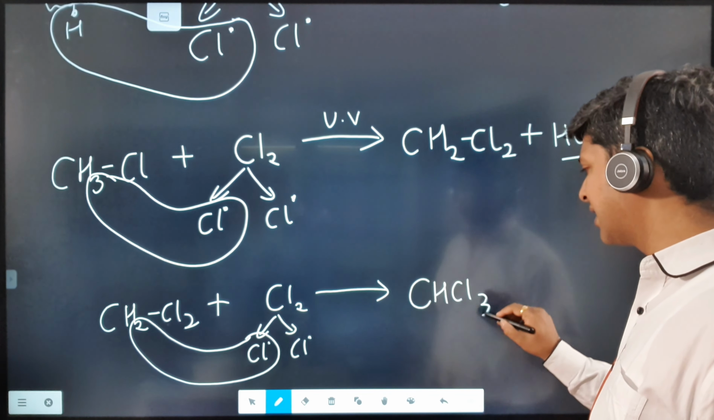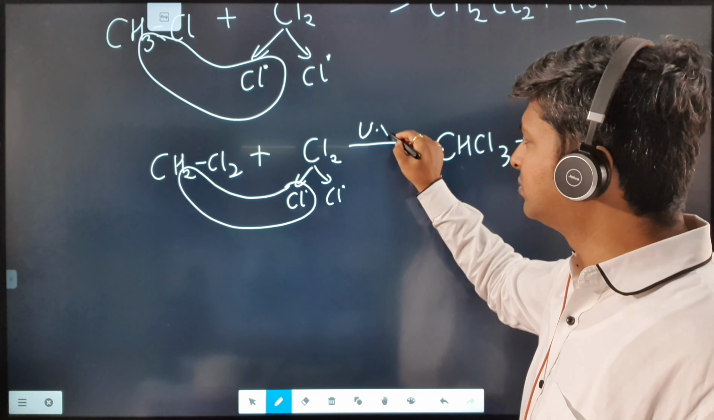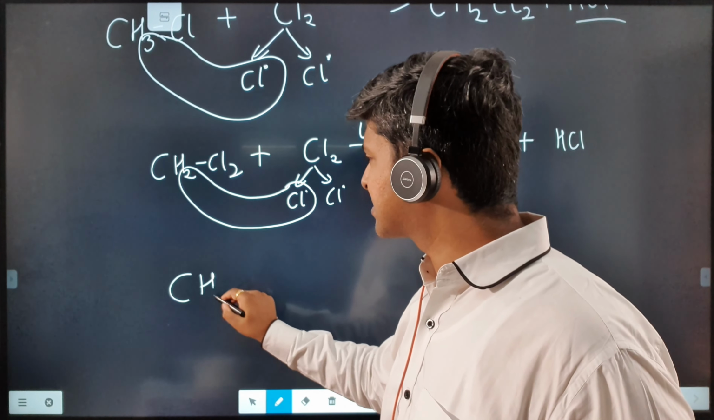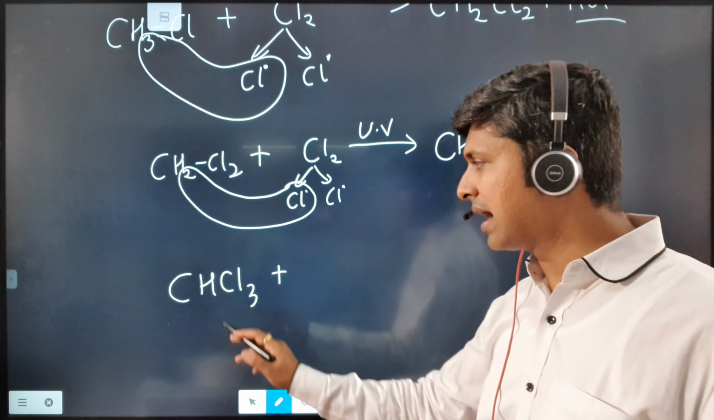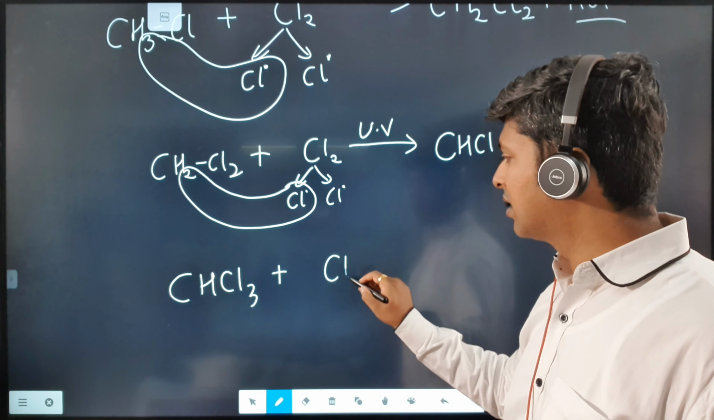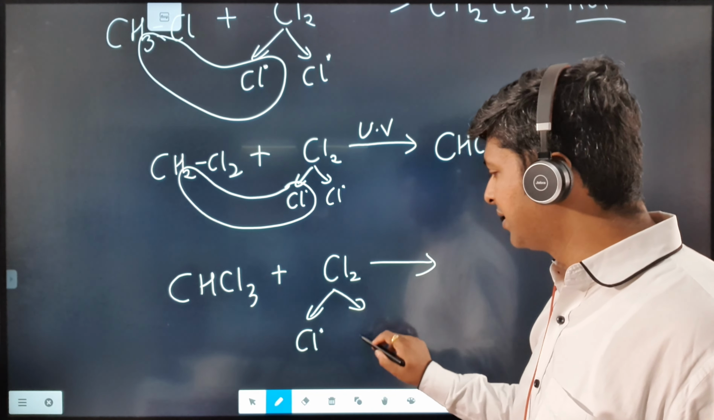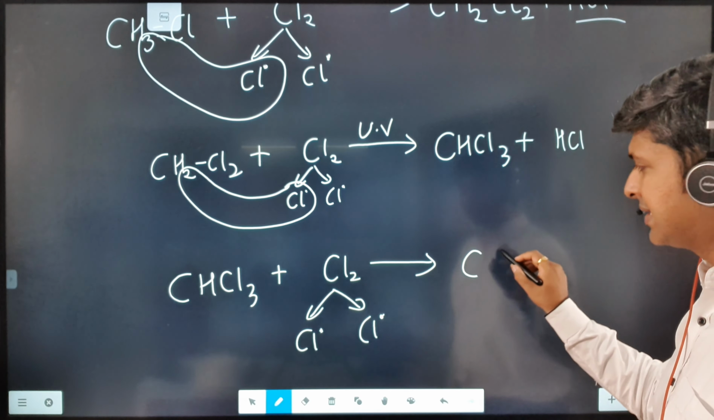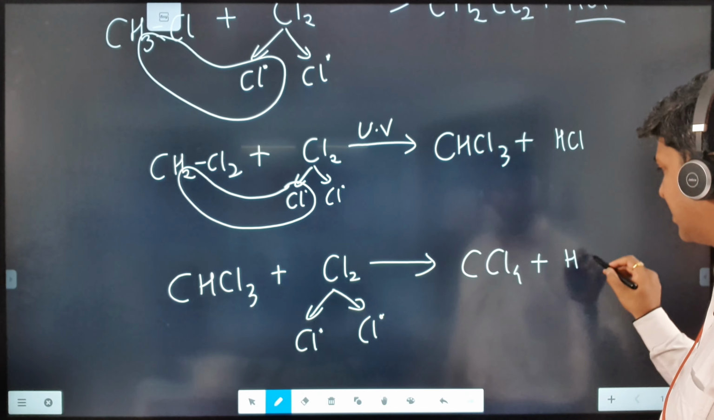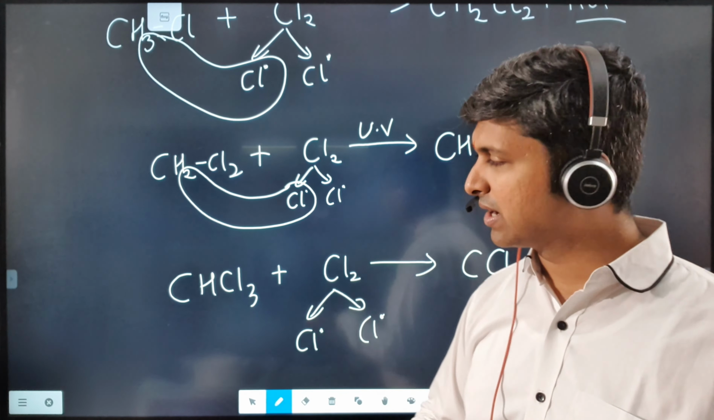Now one more hydrogen is gone, what did we get? CHCl3 and HCl. Okay, again UV light on the arrow or diffuse sunlight. Then in the last step, CHCl3, this is chloroform. Chloroform is also called methine trichloride. Okay, then you split this, chlorine free radical, right? We get what? CCl4, carbon tetrachloride.